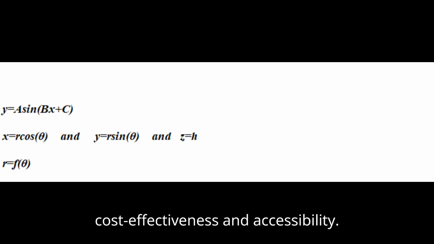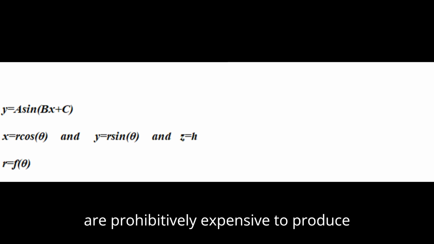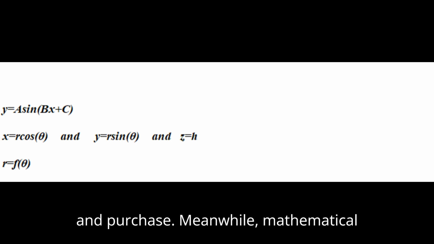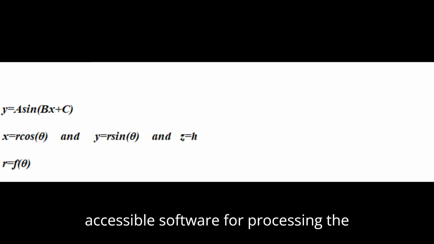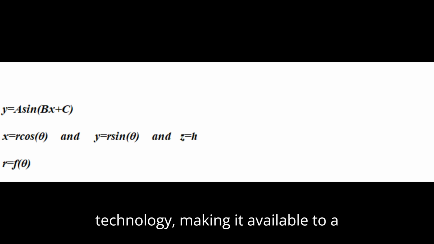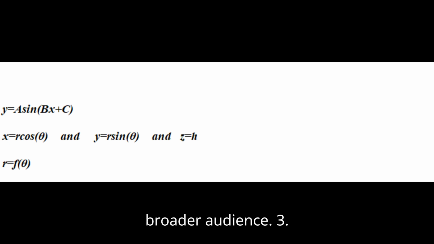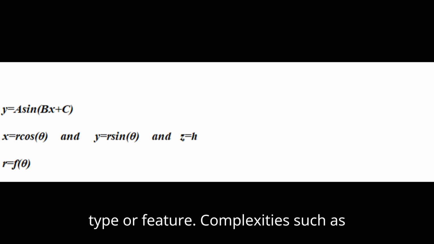Cost-effectiveness and accessibility. Bodysuits embedded with nanotechnology are prohibitively expensive to produce and purchase. Meanwhile, mathematical approaches require only basic tools, such as a camera or measuring tape, and accessible software for processing the data. This affordability democratizes the technology, making it available to a broader audience.